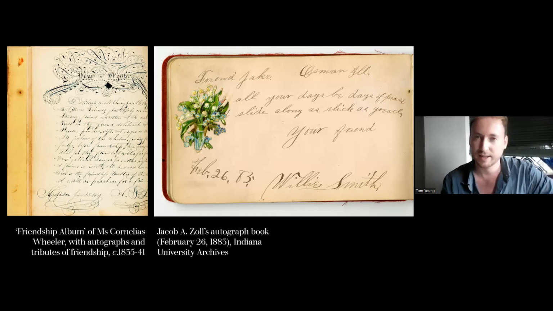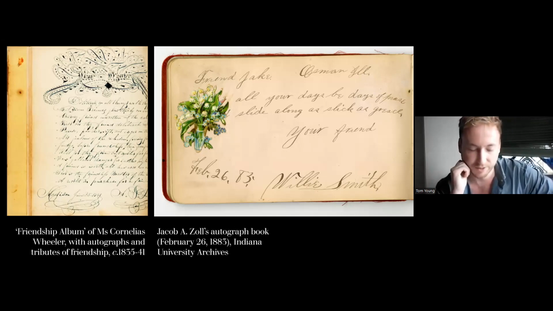Soliciting entries in such objects crafted individual identity in relation to wider social networks, with signatures indexing and memorializing sentimental interactions. Nonetheless, the practice of autograph collecting had also been reconfigured over the 18th century through developments in antiquarianism.